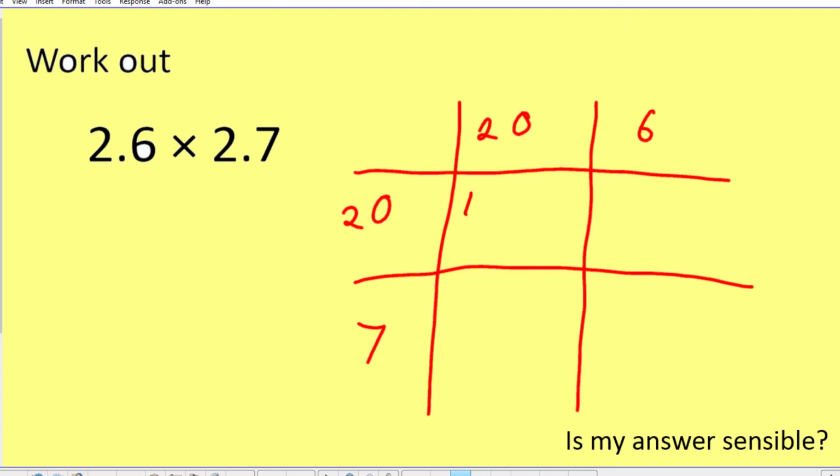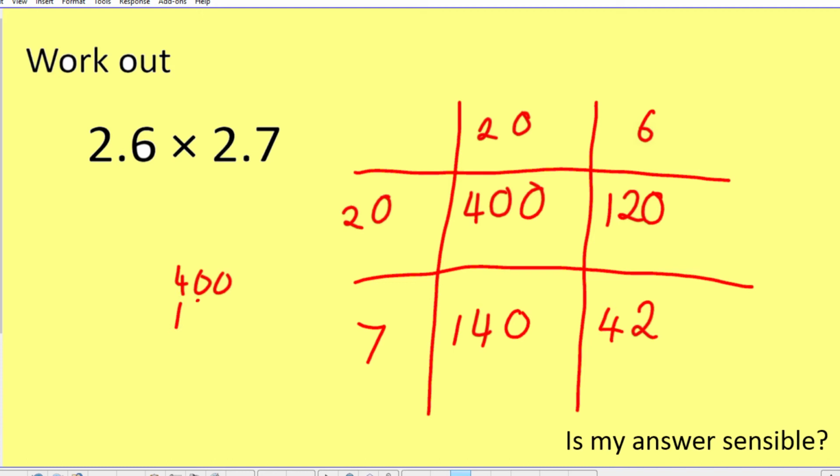2 times 2 is 4. With 2 zeros, 400. 2 times 6 is 12. Bring the 0 over from the 20. 2 times 7 is 14. Bring the 0 down. And 6 times 7 is 42. So we're going to add those together. So we've got 400 plus 120 plus 140 plus 42. So we've got 2, 2 and 4 is 6 is 10. So put the 0, carry the 1. 4, 5, 6, 7. So we've got 702 as our answer for that.